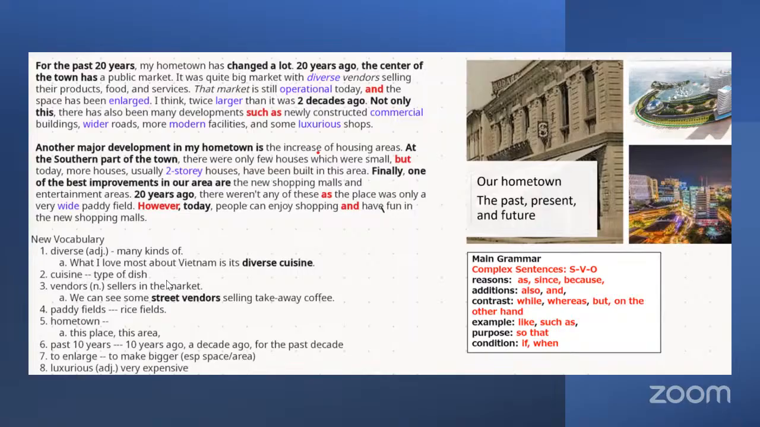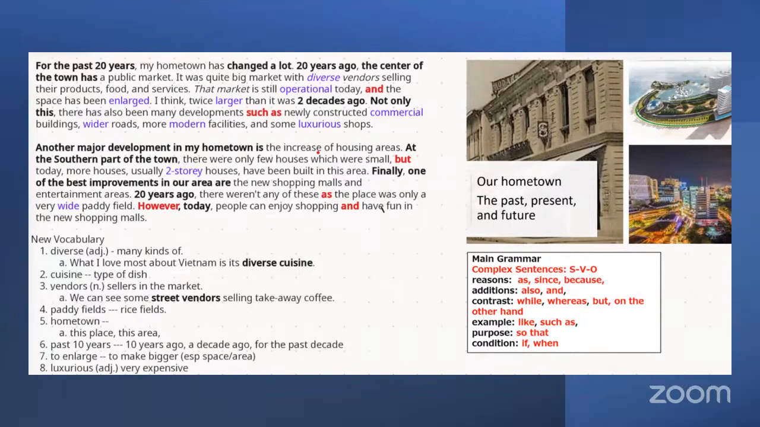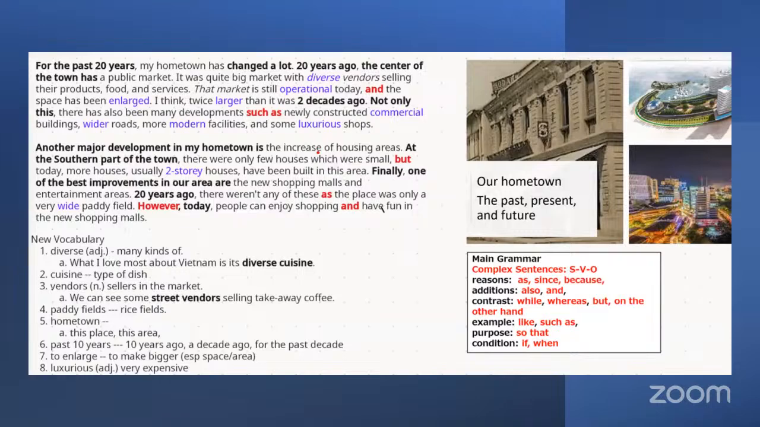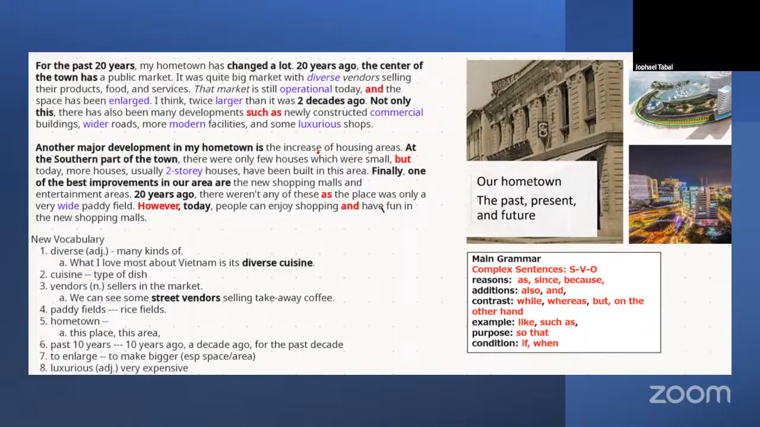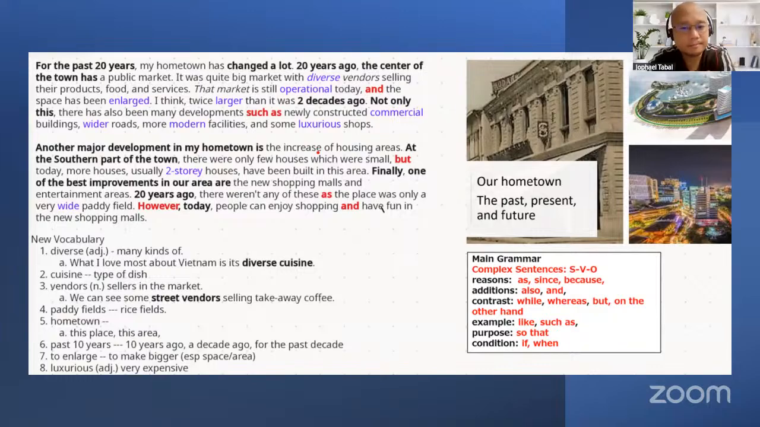For the past 20 years, my hometown has changed a lot. In the past, there was a small market and only a few houses. Today, the market is bigger and more modern. The roads are wider, and there are many new buildings and shops. Another big change is housing and entertainment. Before, there were large paddy fields, but now many new houses have been built. There are also shopping malls where people can shop and relax. I think my hometown is better than before. Great job, all. Okay, great.